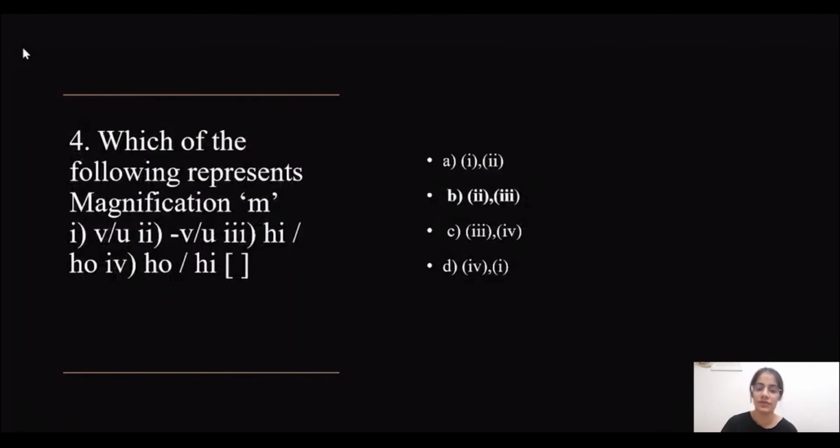Next, which of the following represents magnification? Magnification is represented in two ways: height of image by height of object, that is the third option, and negative of image distance by object distance, that is the second option. So the answer is B, 2 and 3. Let us go to the next question.